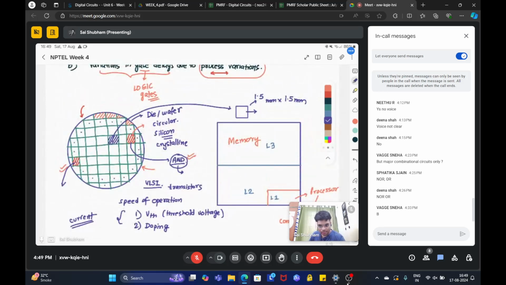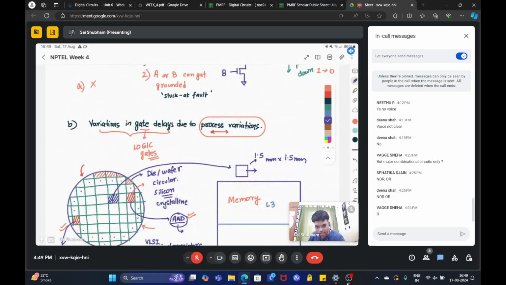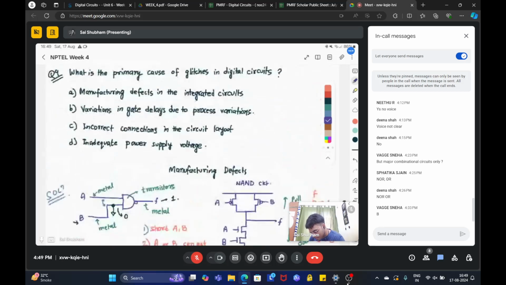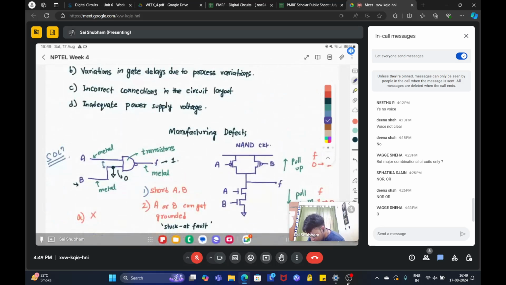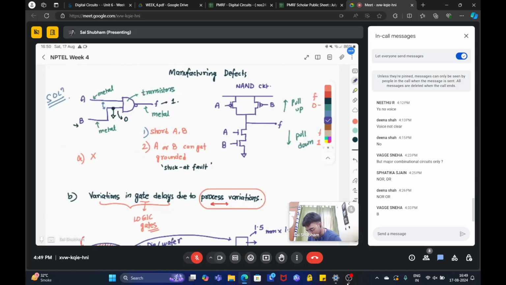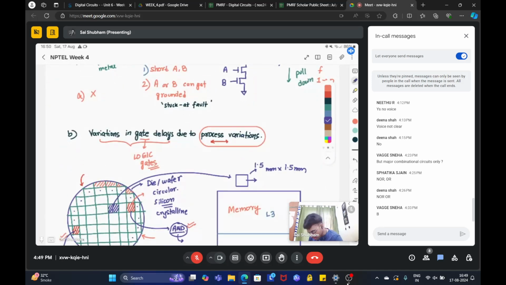So this is the reason, this is what process variation is, and this can be the primary cause of glitch. Let me explain process variation in another way. Process variation is a bigger problem than you can imagine.